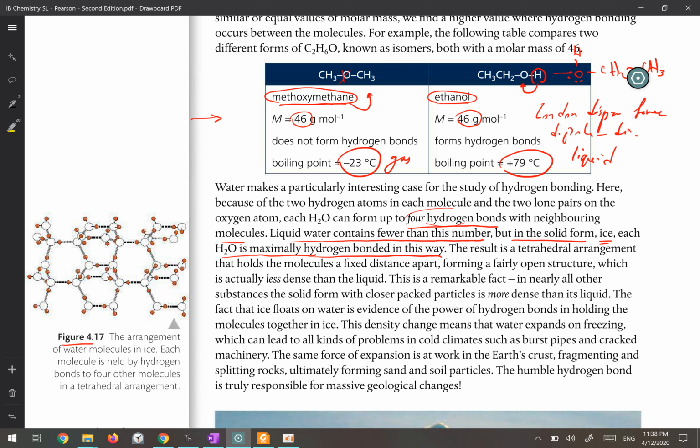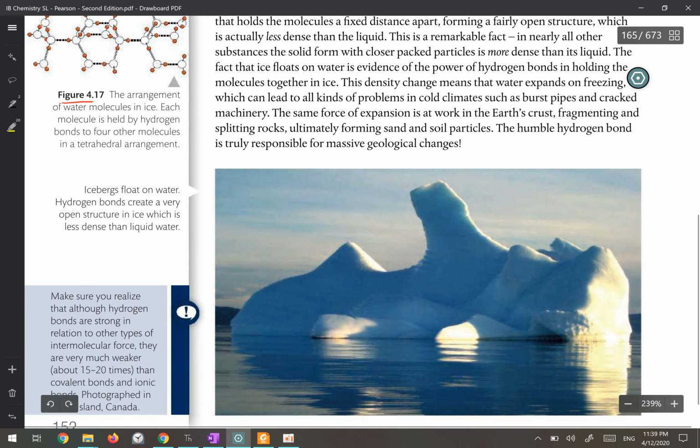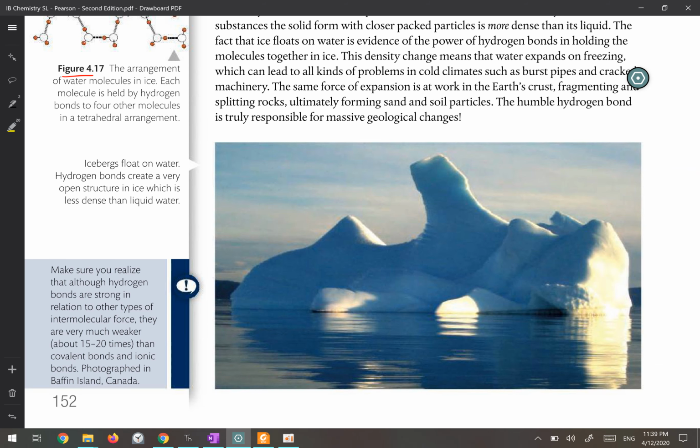That's why ice, which is less dense than water, floats on the water. As you can see here in this big iceberg, the iceberg is less dense than the water, so it floats on the surface of the water. Because it has four hydrogen bonds, and for forming four hydrogen bonds, the water molecules must go a little bit away from each other.